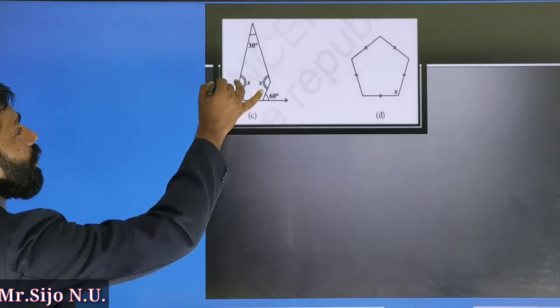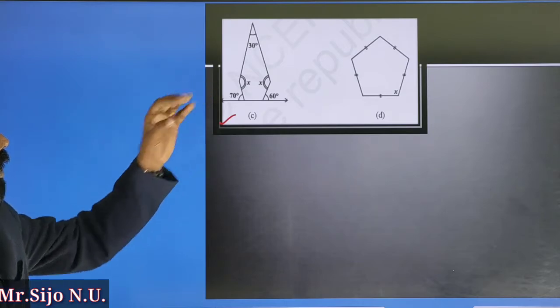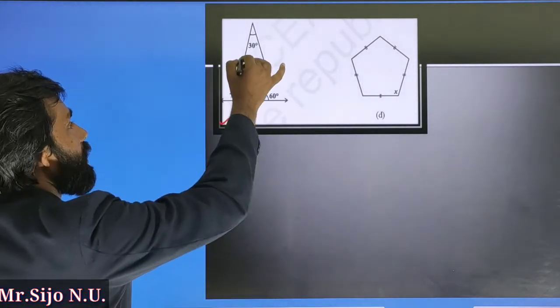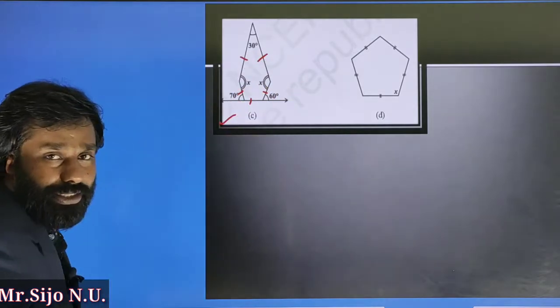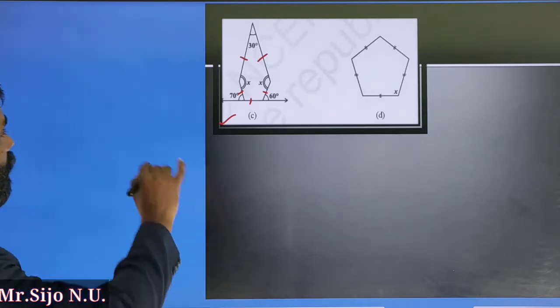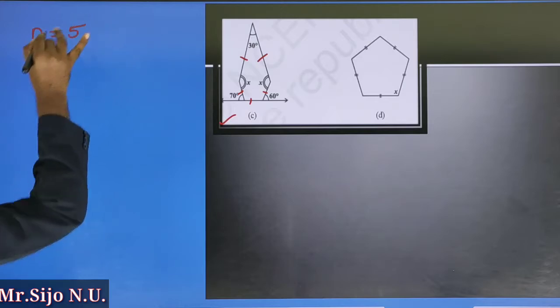Well, here also we need to find out the value of x. So first we have to consider what shape is this one. Yes, it's a polygon. Well, how many sides it has? 1, 2, 3, 4, 5 sides, right? So angle sum property of a polygon we have learned. So we can write the number of sides n equal to 5.